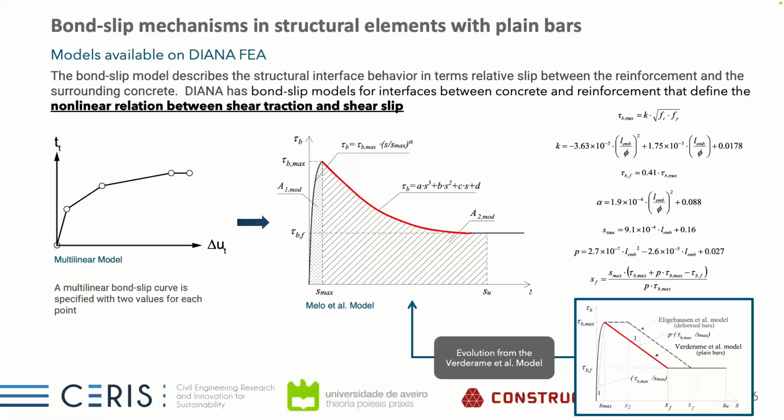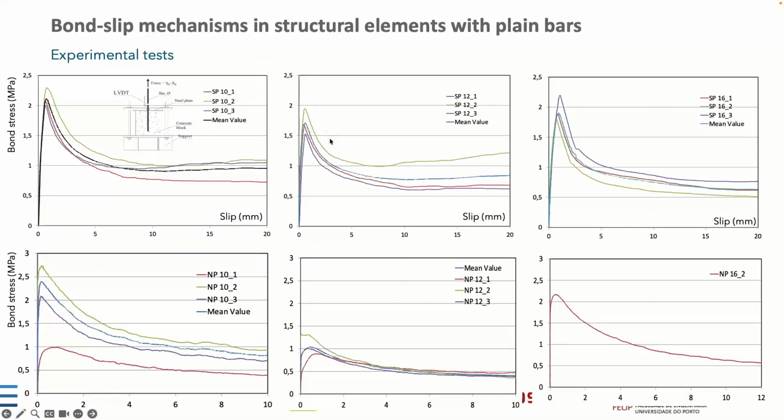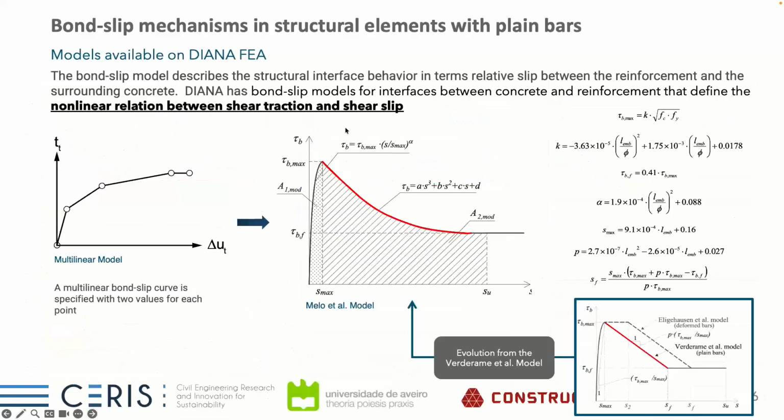And we take advantage of a model proposed by José Melo in the work that I have referred, which is an evolution of this Verderam model. So we have here the Eligehausen or something similar to the CEB model. Then Verderam proposed here a linear branch, and José Melo proposed here a polynomial branch. So if you remember our experimental results, this polynomial branch seems to have a better approach to this point, and this was the idea of adjusting here a curve.